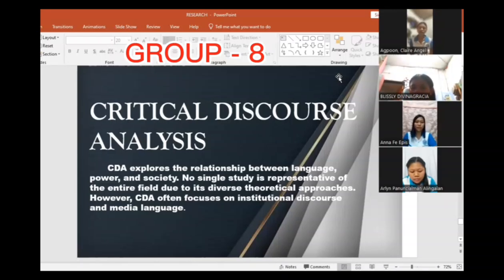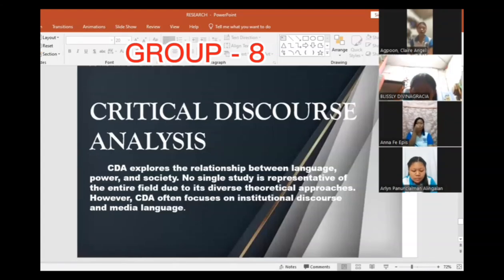Critical discourse analysis, or CDA, is a comprehensive method for studying language that focuses on how discourse helps reproduce power structures in society, particularly in institutions like the media and politics.